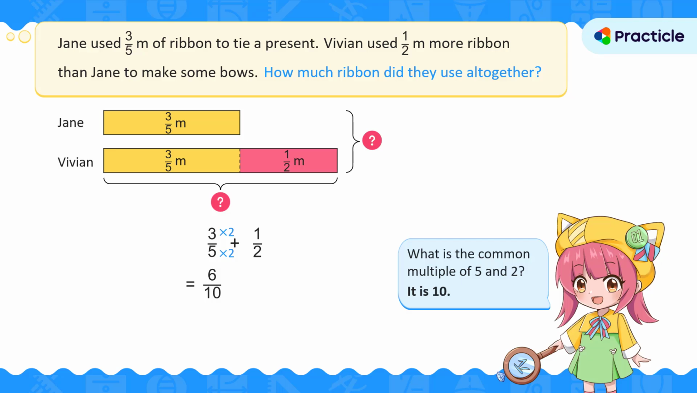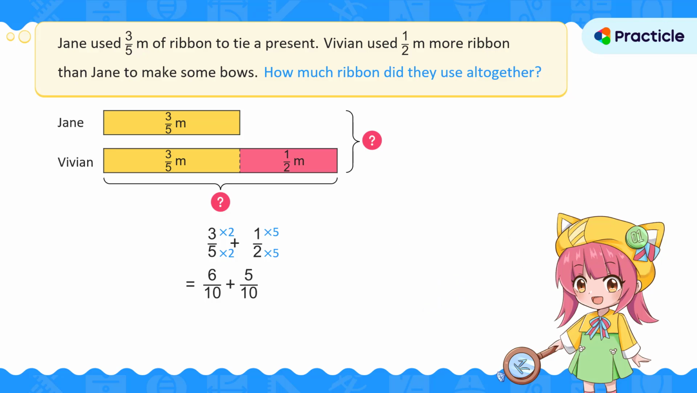Great! Next, let's turn the fraction 1/2 into its equivalent fraction with 10 at the bottom. Since we already know that we can multiply 2 by 5 to get 10 at the bottom, we can also multiply the 1 on top by 5. This gives us an equivalent fraction of 5/10. Now that both denominators are the same, we can add them. 6/10 plus 5/10 is 11/10.